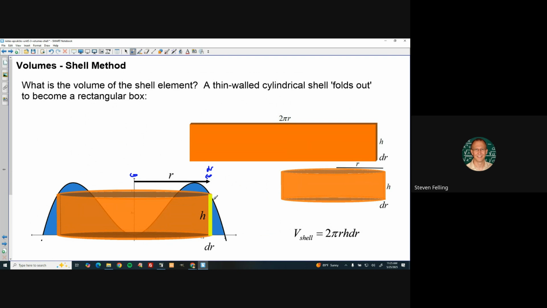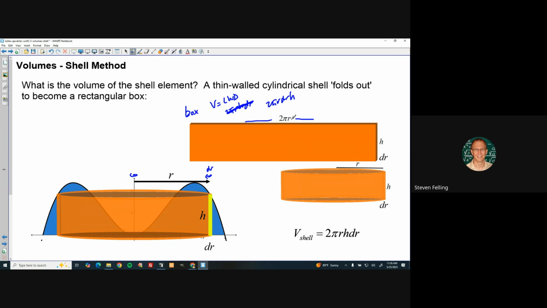Now, if you were to cut this object and open it up and lay it flat, it would open up into a box. And the volume of a box is length times width times height. So the length of this box would be 2 pi r, the width of that box would be h, and then the height of the box would be dr. Or you could reverse those. You could say 2 pi r, and then dr, and then the height of the box. So it's going to be this dimension.